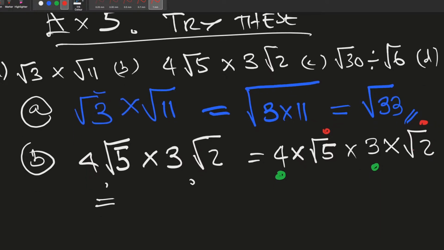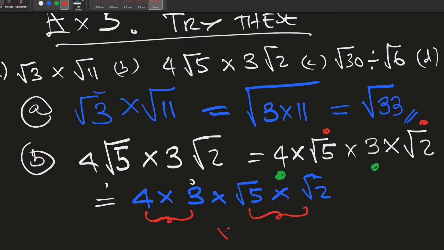So because of that, I will multiply 4 by 3 times root 5 times root 2. We know when we multiply roots, we have to multiply this and multiply this, and after that we multiply them together. So what do we get? 4 times 3 will give us 12, and root 5 times root 2 gives us 5 times 2, which is 10, so that will be root 10.